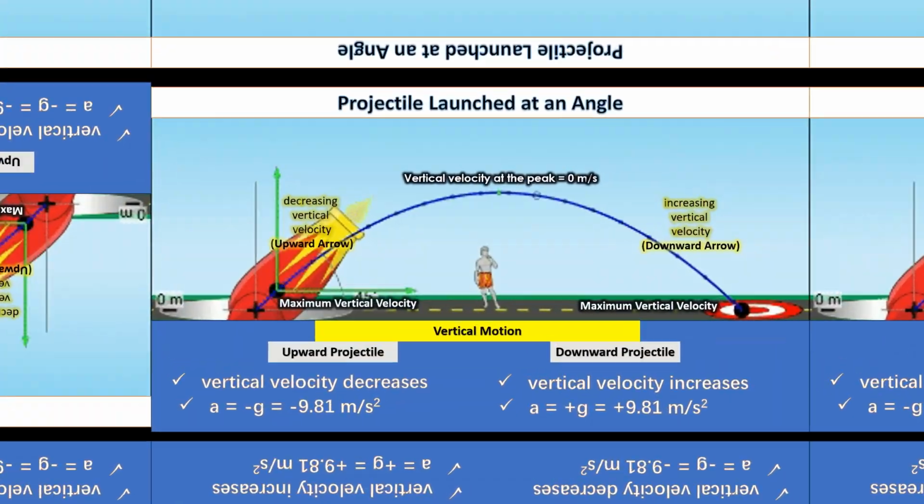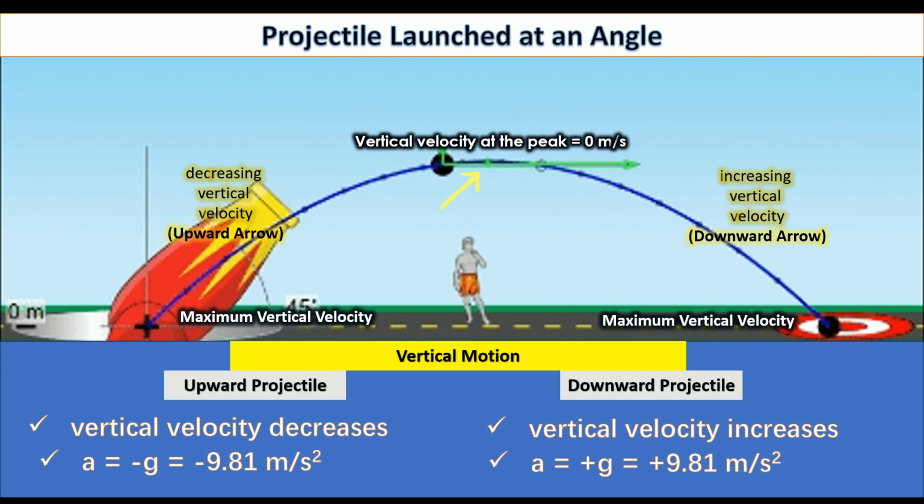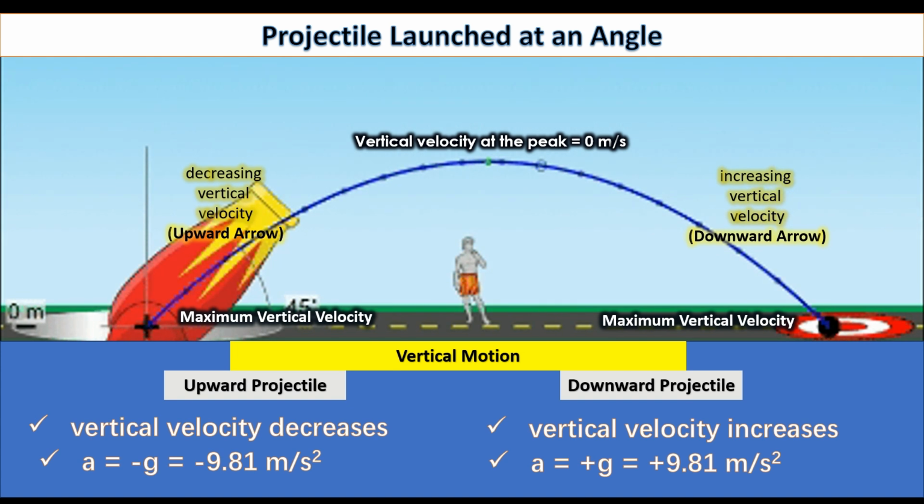The vertical velocity of the object at the peak of its projectile is 0, considering that the object momentarily stops before falling back to the ground. For the downward projectile, the object's vertical arrow increases as the object is curving downward. This means that the vertical velocity increases. The increase in vertical velocity is 9.81 meters per second, and the acceleration is positive 9.81 meters per second squared.